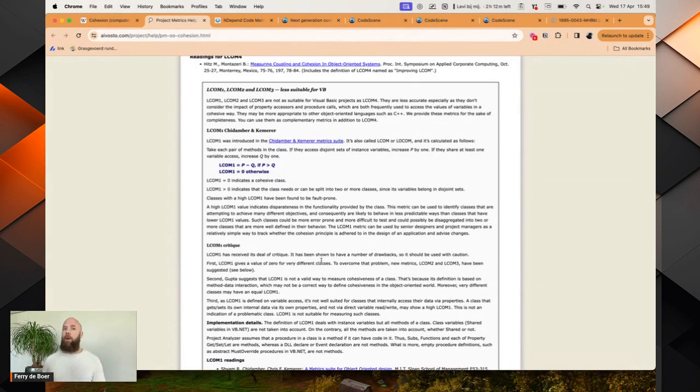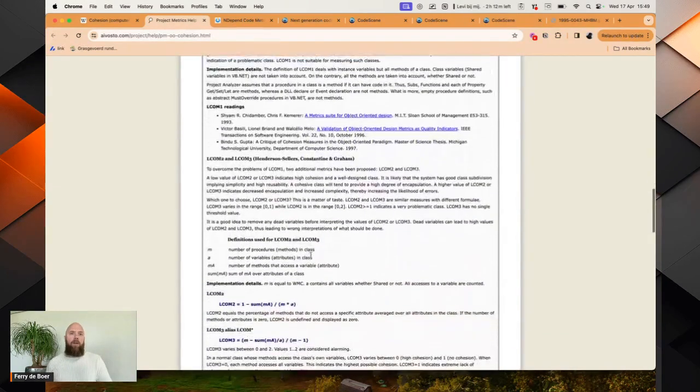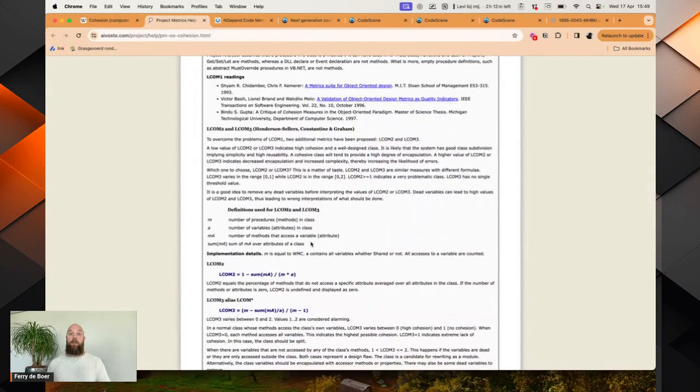So if there's a lot of noise in the metric, it becomes hard to actually use it in production, because then you still need to do a lot of manual filtering. So then there were LCOM 2 and 3, which are the ones which are used by NDepend.